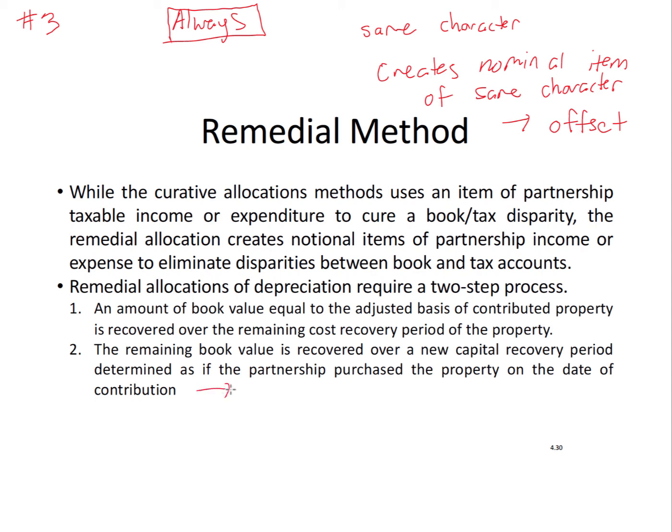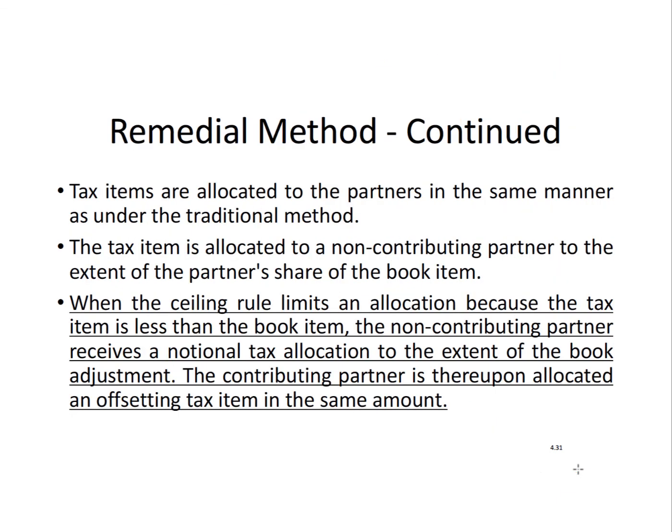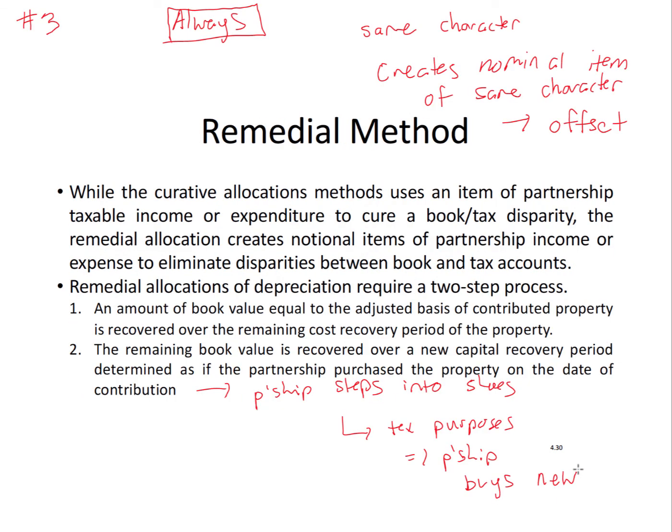So remember, we said that the partnership steps into the shoes of the partner. This method says, for tax purposes, it's as if the partnership is buying new. This is what creates a different amount than the traditional method with curative allocations, because you're using different depreciation numbers. This one you really need to look at an example to see what I'm talking about. It really helps. And when you're going through the example, please use my steps, step by step.